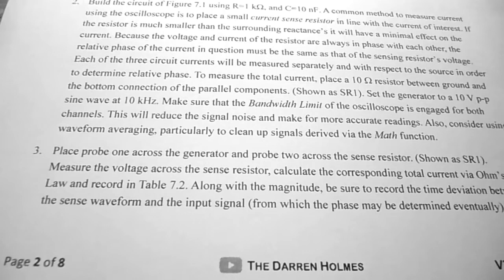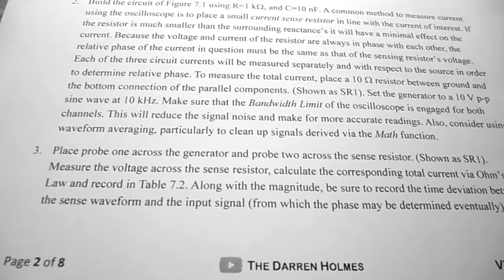So under procedure, step number 3, we're going to place probe 1 across the generator and probe 2 across the sensing resistor, shown as SR1. We're going to measure the voltage across the sensing resistor, calculate the corresponding total current via Ohm's law, and record this in table 7.2. Along with the magnitude, be sure to record the time deviation between the sense waveform and the input signal, from which the phase may be determined eventually.